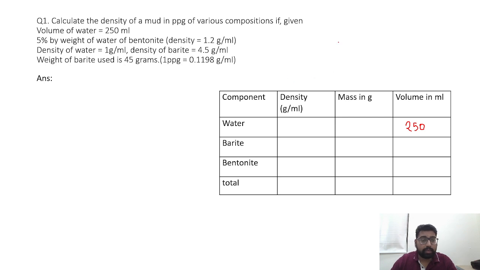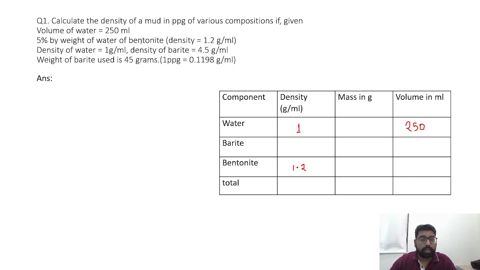So let's look at the other parameters which are given. Okay, the density of bentonite is given as 1.2 grams. Let's look where, okay, we have bentonite here. So the density of bentonite is 1.2 grams. Next, what we have is the density of water, which is 1 gram. So the density of water is 1.